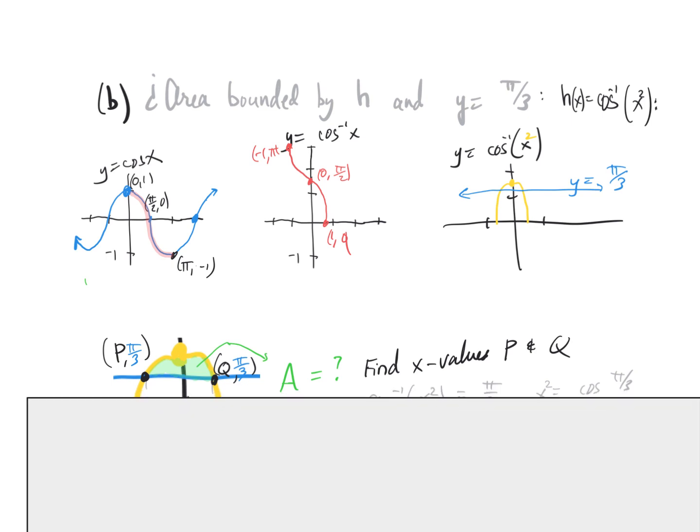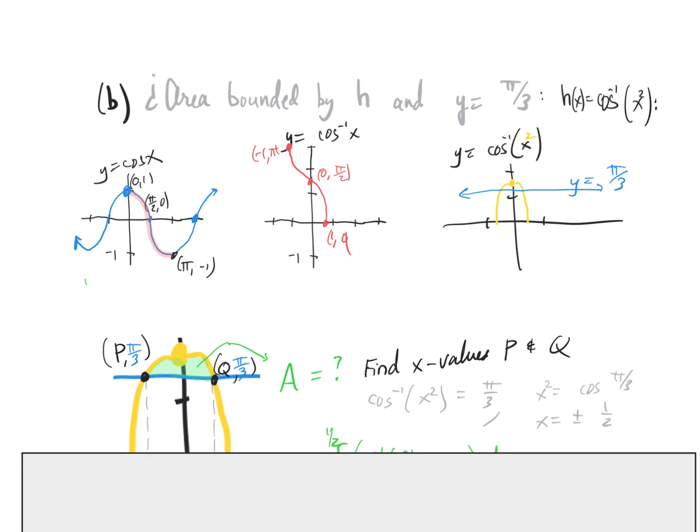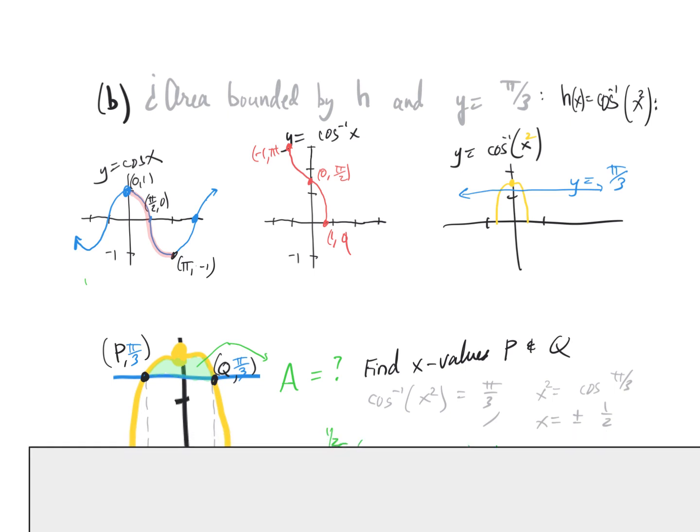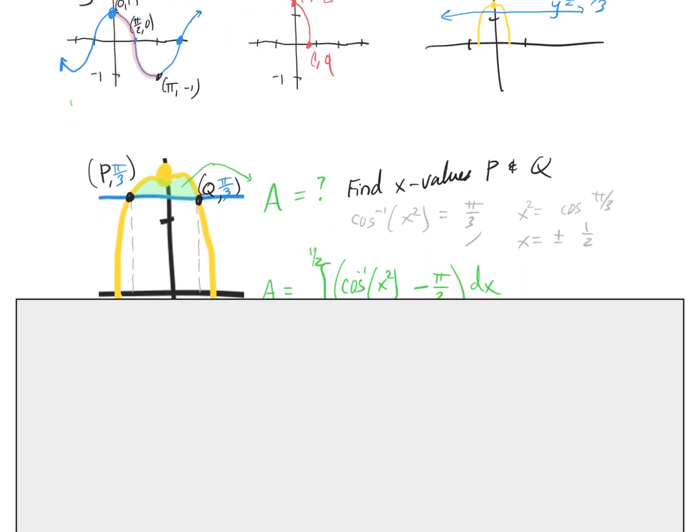All right, well, to do this, and to set up the expression that represents the area, we need to know p and q, the x values that define where the integration will start and where it will stop. So if we set the yellow curve, the arc cosine of x squared, equal to the blue curve, which is pi over 3, take the cosine of both sides, then x squared is cosine of pi over 3, and x is positive or negative 1/2. Because we know that cosine of pi over 3 is 1/2. Okay, what next? We're ready for the area.